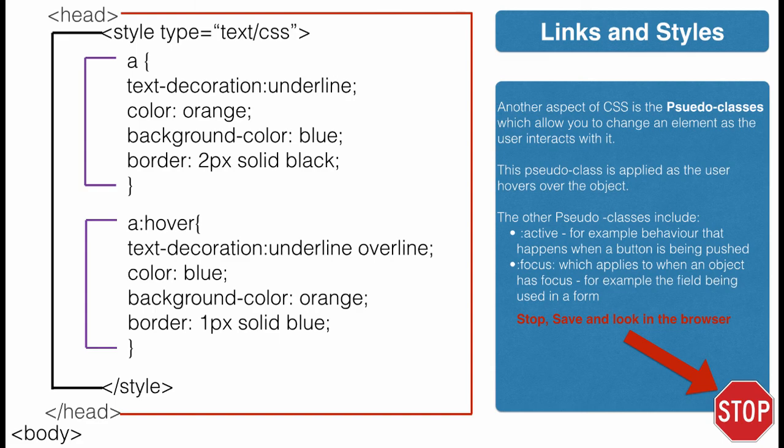We're going to change the text decoration, so it's going to be underlined and overlined. The color of the text becomes blue, and the background color becomes orange. We also change the border so it becomes 1 pixel, solid, and blue. So you get the impression that it's actually become smaller, having shifted from 2 pixels to 1 pixel. The other pseudo classes we could use here would be active and focus.